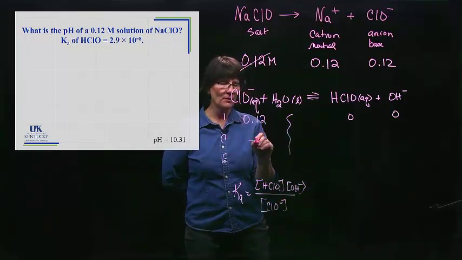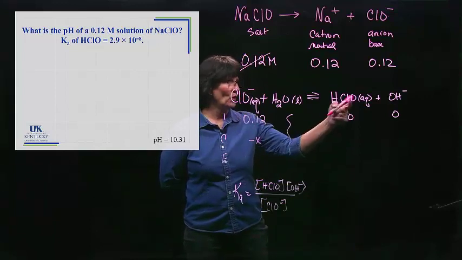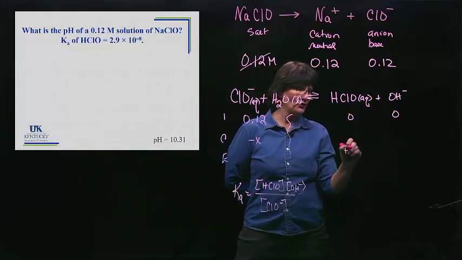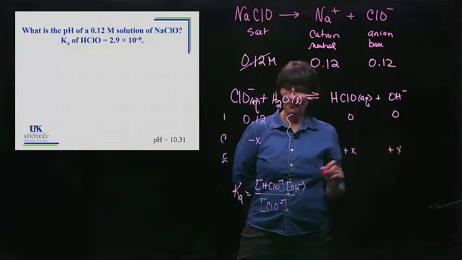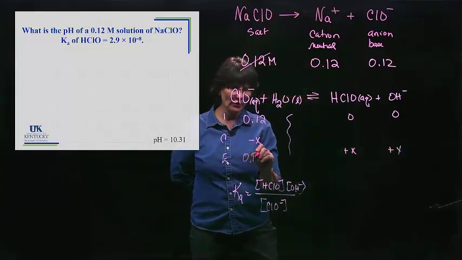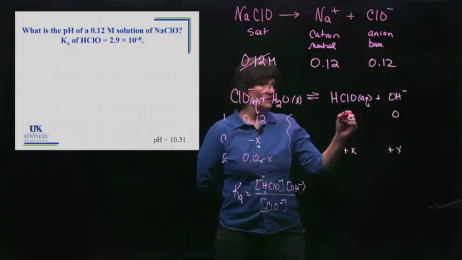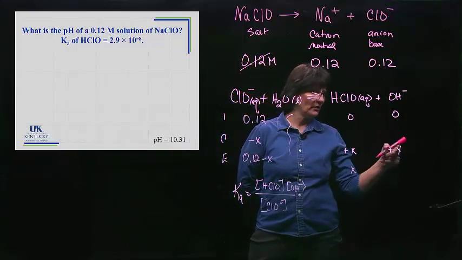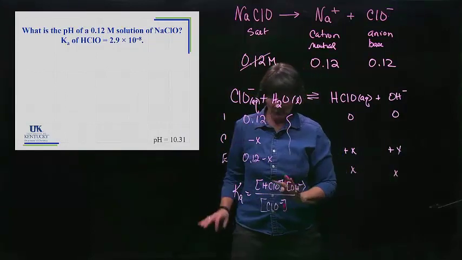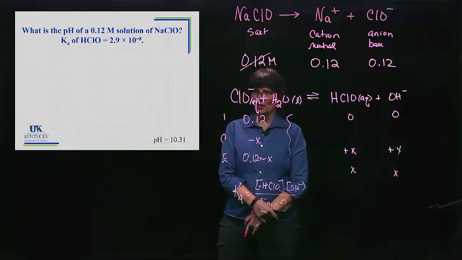I consume some of this, 1 to 1 to 1, so I produce x and I produce x. This leaves me with 0.12 minus x. 0 plus x is x. 0 plus x is x. Now I'm ready to plug everything into this expression here.